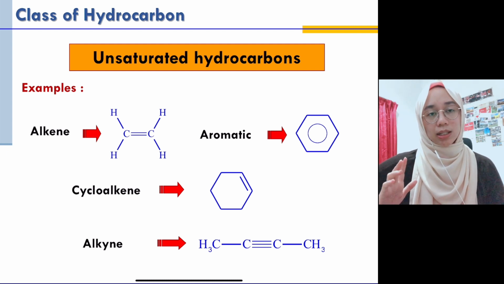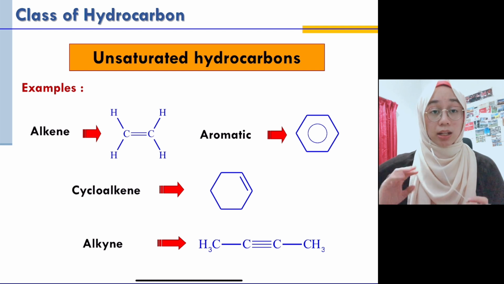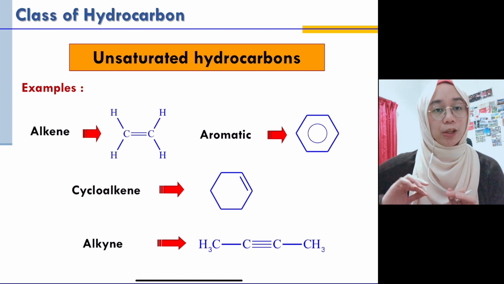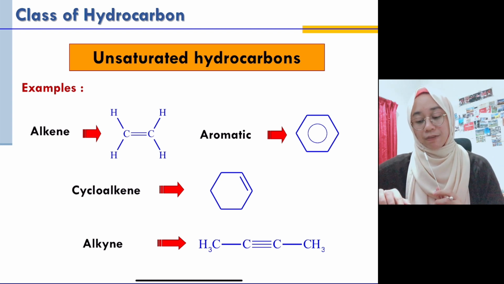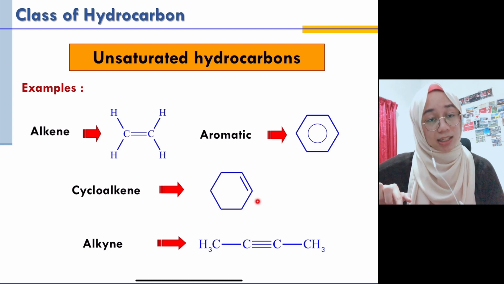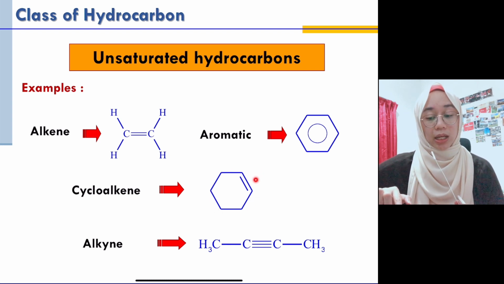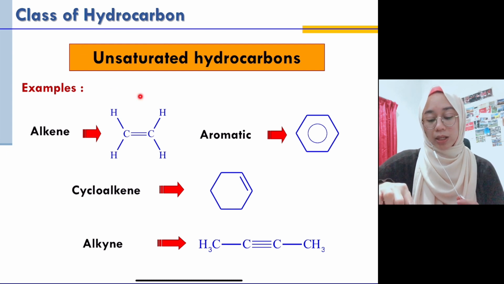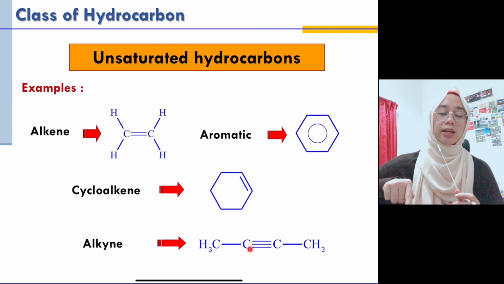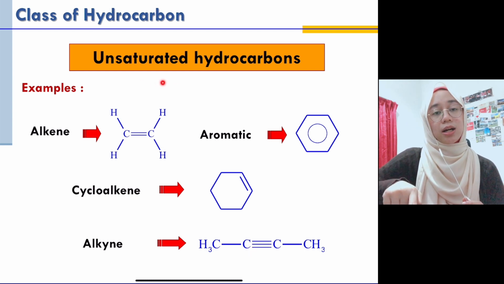Tapi kalau dia boleh possess a maximum number of hydrogen, so usually it contains only single bond sahaja. Therefore, itu considered sebagai saturated compound. Okay, so even aromatic pun considered sebagai unsaturated lah, because after all it consists of double bond. Okay, so it is considered as unsaturated. So cycloalkene kat sini, walaupun dekat sini kamu nampak single je, tapi ada satu double, automatically it is considered sebagai unsaturated. Okay, and then alkyne pun sama, walaupun sini single, tapi sini triple, automatically this is considered as unsaturated hydrocarbons.